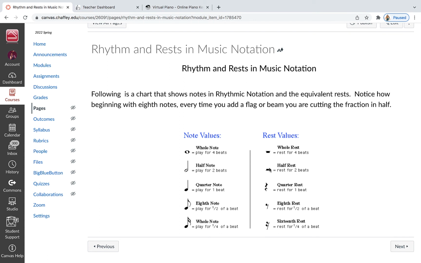Now take a look at this. Kind of looks the same, but you'll see it on manuscript. The quarter note looks like this. We hear that for 1 beat. And the quarter rest looks like a little lightning bolt.